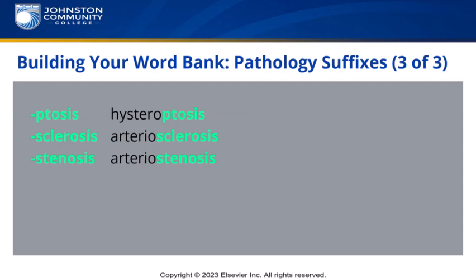So here we have hysteroptosis, which is drooping or prolapse of the uterus. Then we have arteriosclerosis, a hardening of the arteries. You'll often hear sclerosis, sclerosed, sclerotic. And then we have arteriostenosis. You may also hear stenosis on its own as it means narrowing. Therefore, arteriostenosis is a narrowing of the arteries. You will meet many more of these standalone terms as we move through the course.